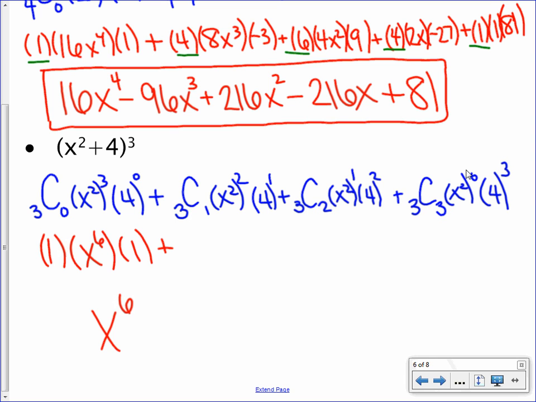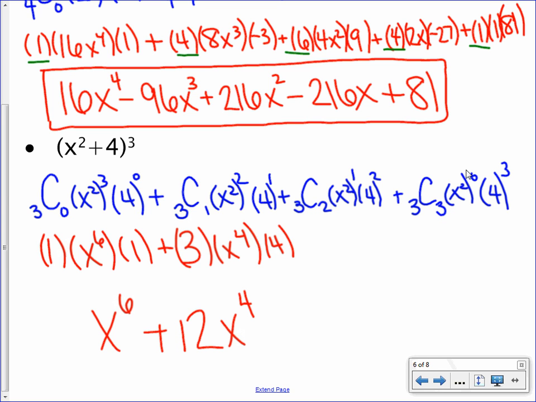Okay. Second term, 3 combinations of 1. Let me give you a little hint here. 3 combinations of 1, 4 combinations of 1, 5 combinations of 1. There's going to be a pattern, and what's that pattern going to be? That it'll be that number. 3 combinations of 1 is 3. x squared squared, 4 to the first. So what's our second term? 12x to the 4th. Great.